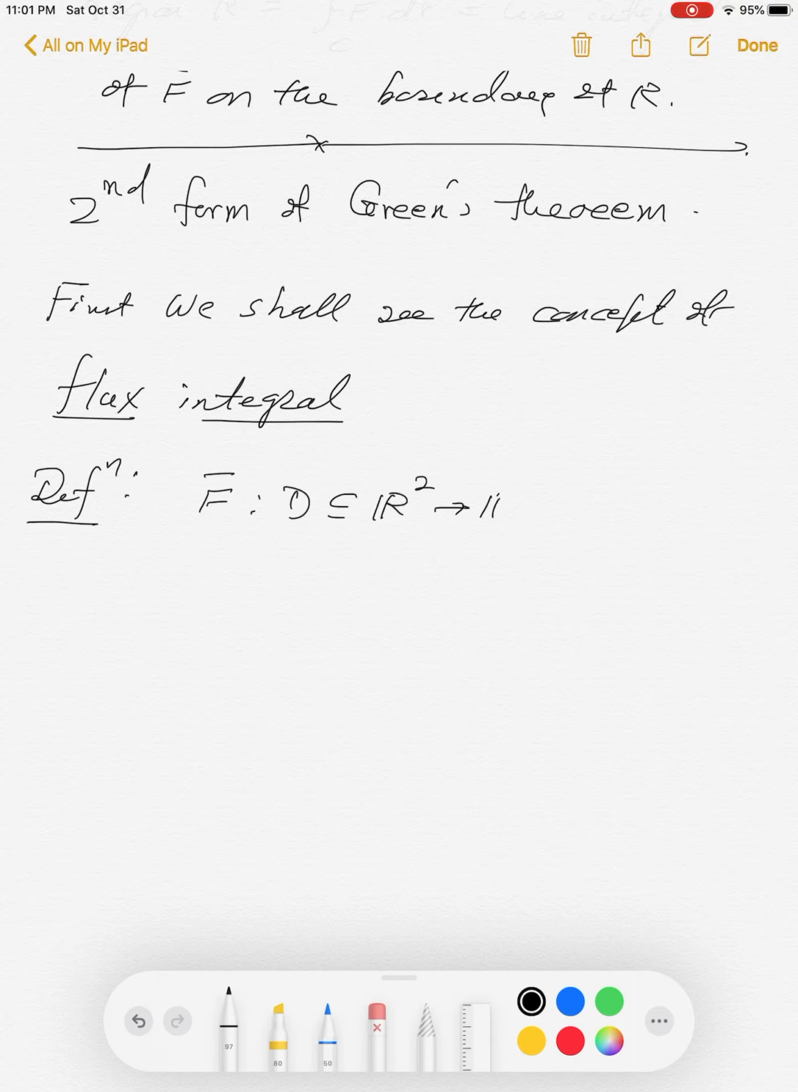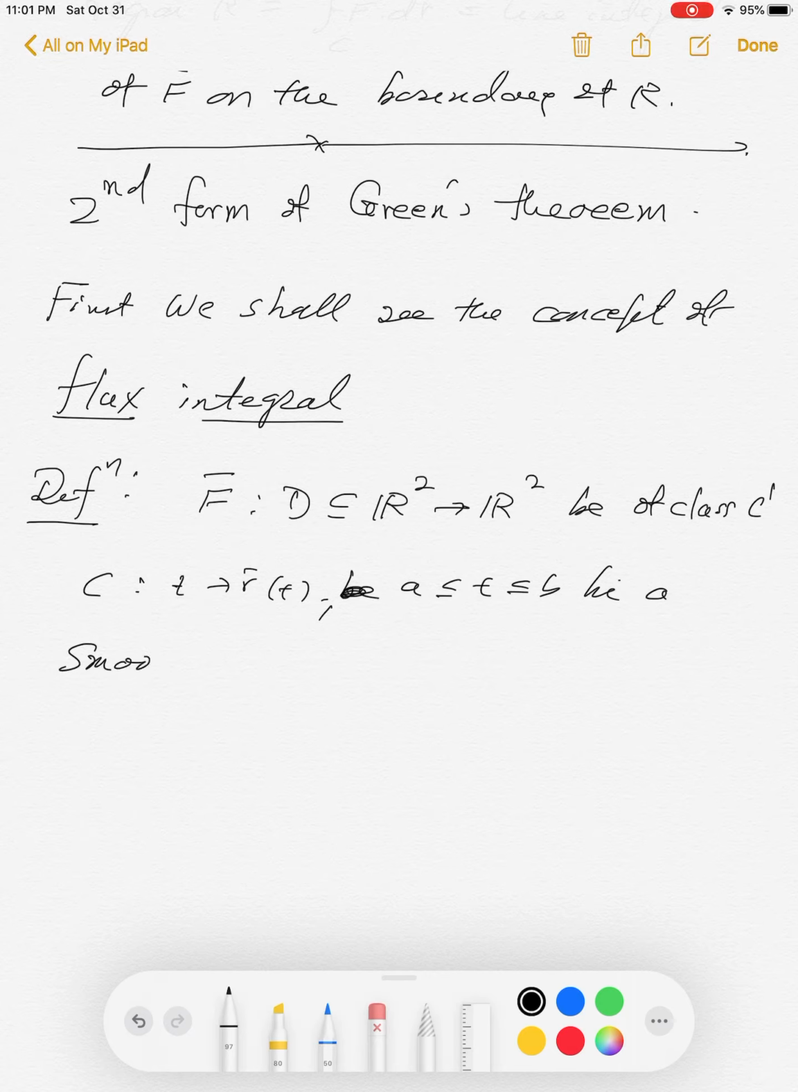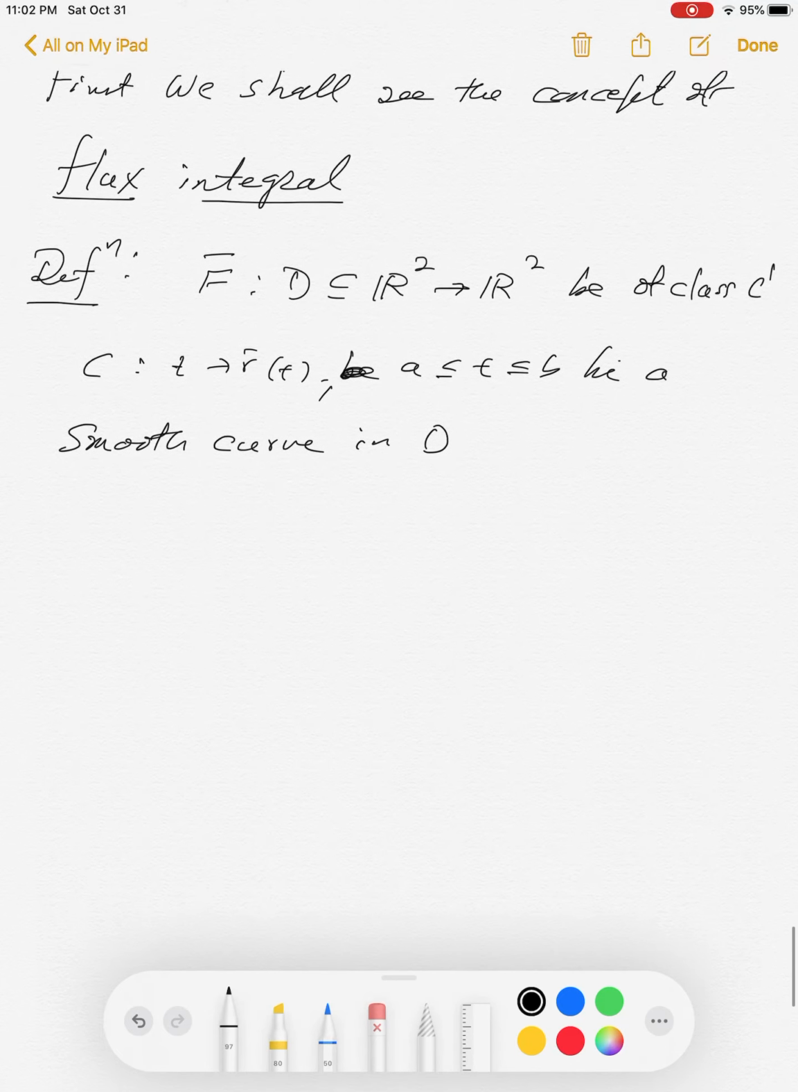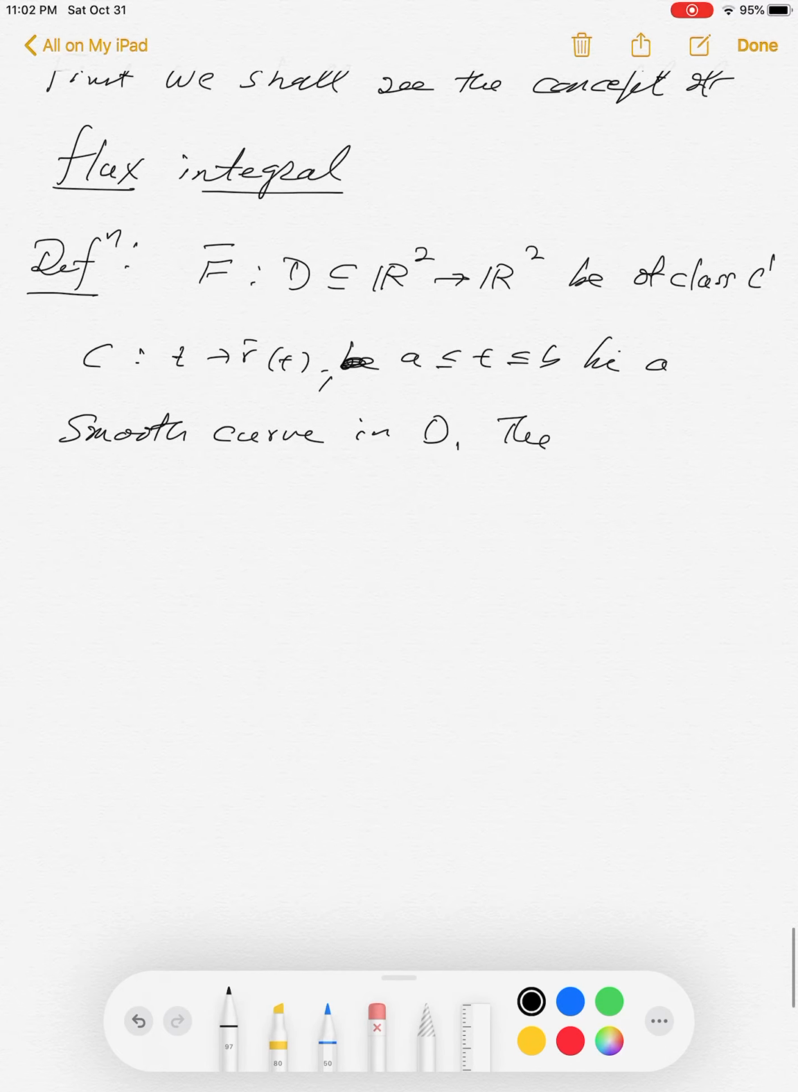So we have the following situation. You have F bar, a vector field in R2 and of class C1, and C, which is t goes to r bar t, be a not closed, let me call, say t is between a to b, be a smooth curve in D.